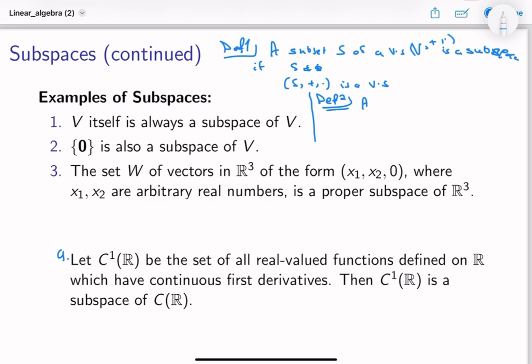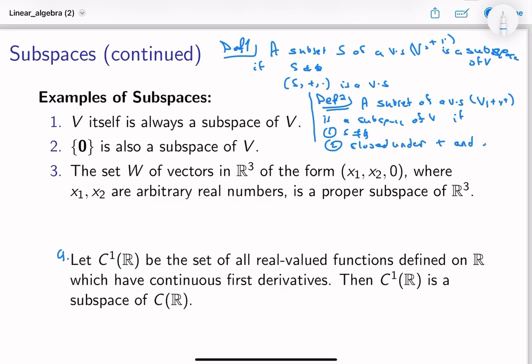A subset of a vector space V with two operations is a subspace of V if, first of all, it's not empty. Second, it's closed under addition and scalar multiplication.